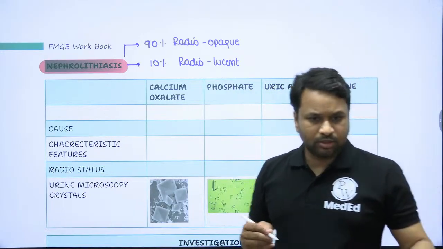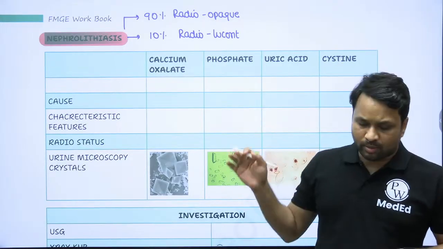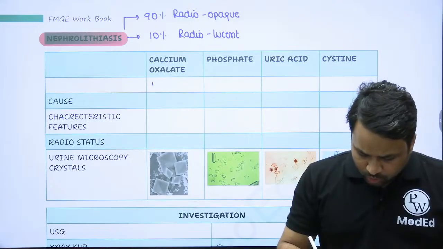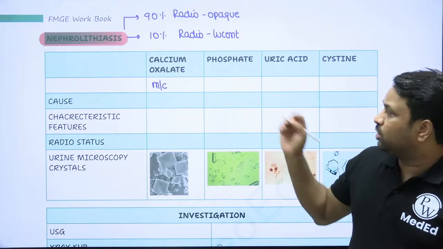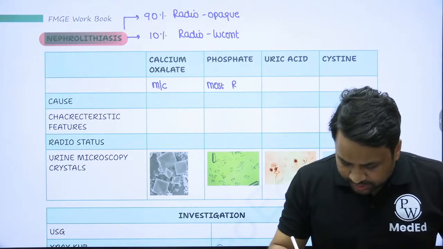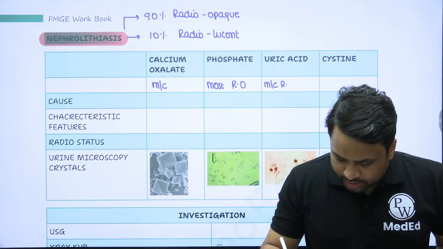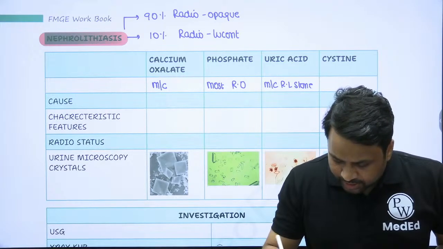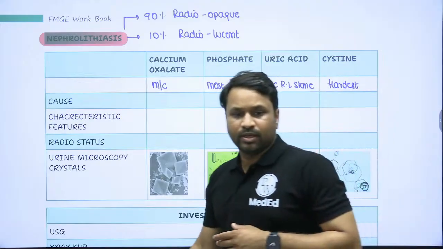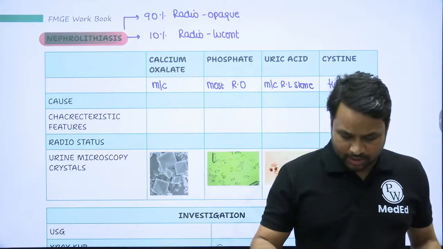Hi Mushtaq, good evening. So when we talk about nephrolithiasis, we'll be talking about four common ones: calcium oxalate stones, the phosphate, uric acid, and cysteine stones. Remember, the overall most common type of renal stones is calcium oxalate. Phosphate is the most radio opaque stone. Uric acid is the most common radiolucent stone, and cysteine is considered to be the hardest renal stone.